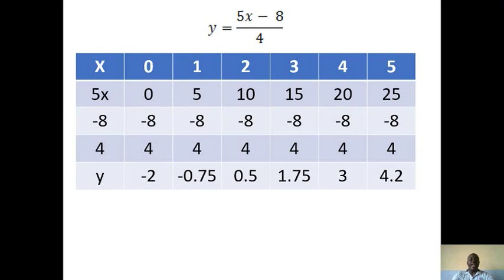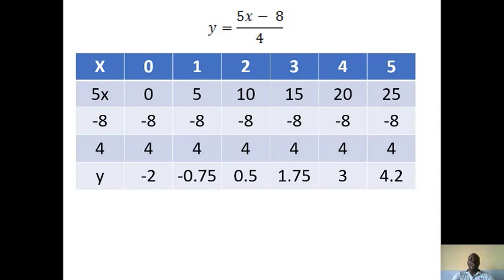0.75. Then 10 minus 8 gives us 2. Divide 2 by 4, we have 0.5. Then 15 minus 8 will give us 7. Then 7 divided by 4 will give us 1.75.